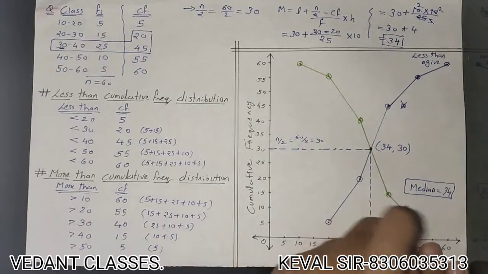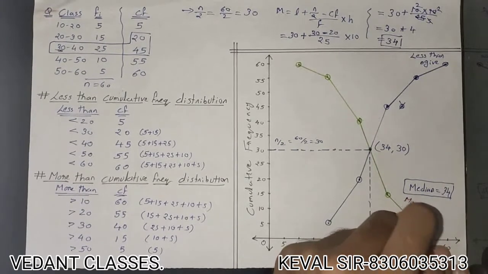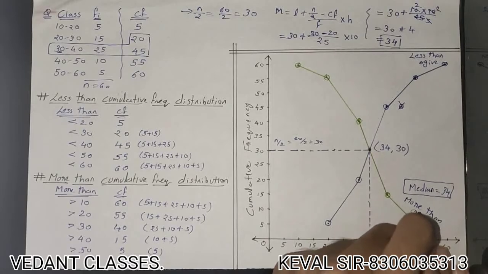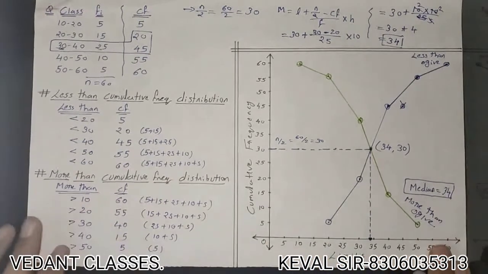So this is how you can make a graph for the less than and more than type frequency distribution. So that's it from this lecture.